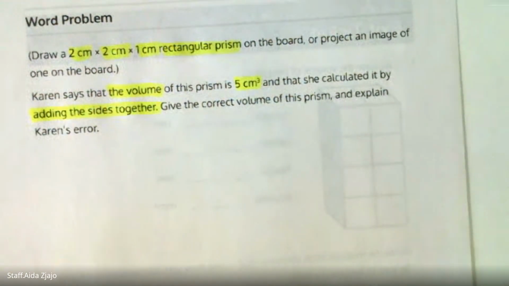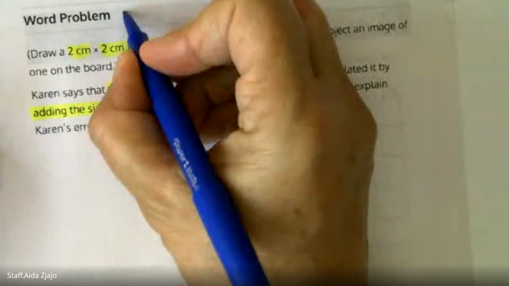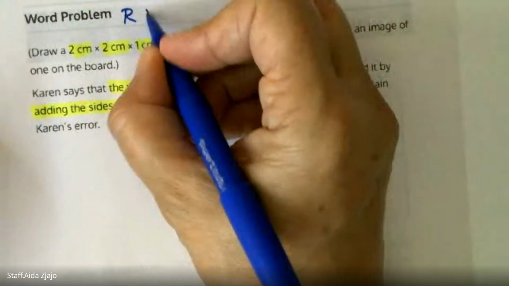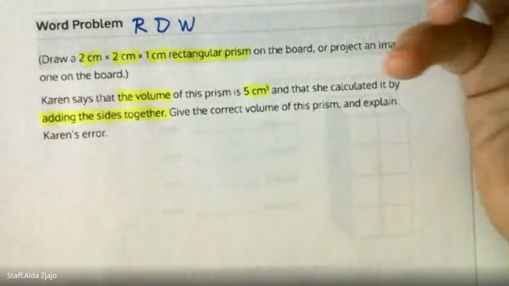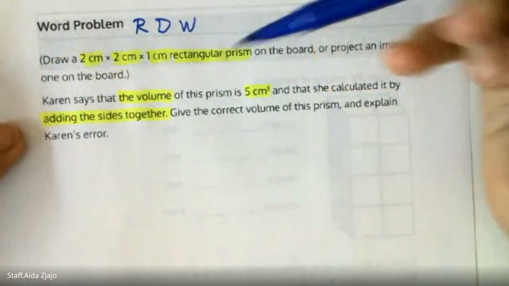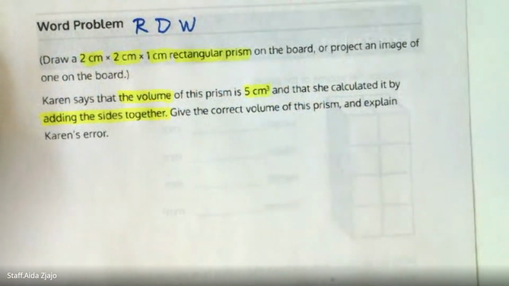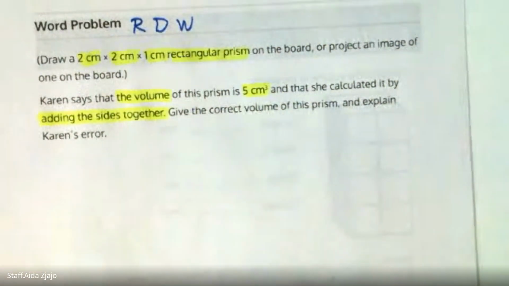So we read, we draw, and we write our answer. Read, draw, and write strategy. So draw a 2 by 2 by 1 centimeter prism. So let's do that.